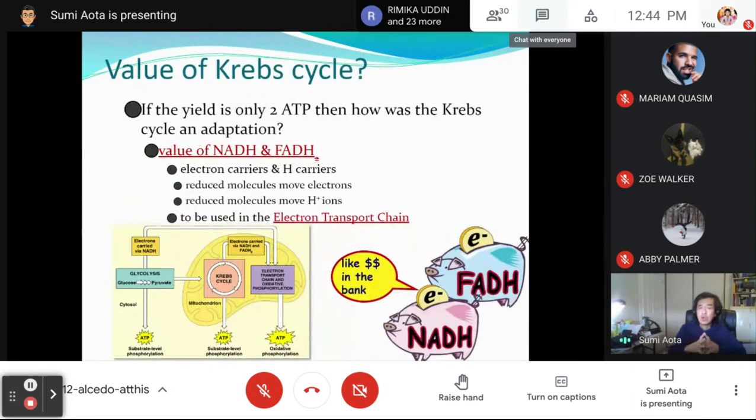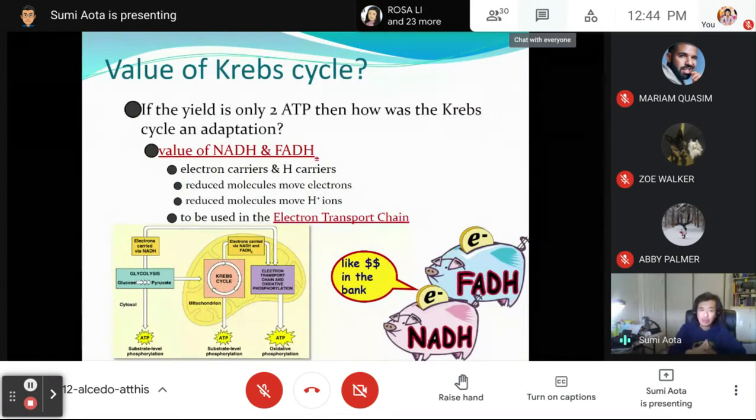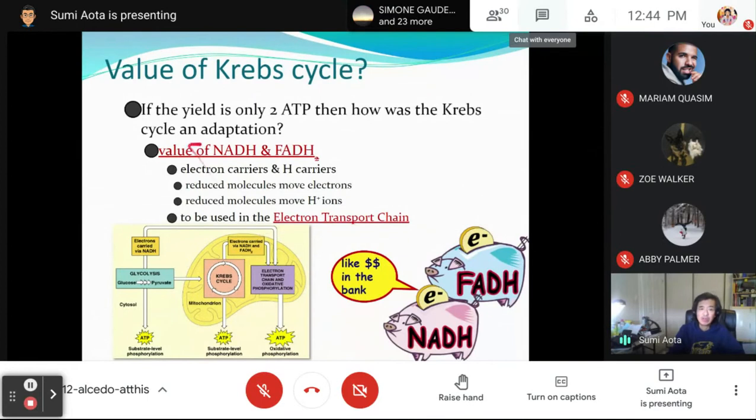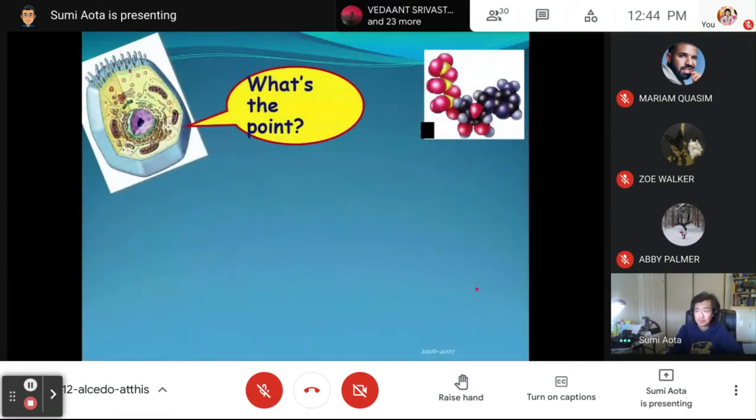So if the yield is only 2 ATP, how is Krebs an adaptation? It's the value of the electron carriers. Because with these electron carriers, we've now got the ability to move electrons and hydrogen ions that we need to make the ATP. So what we're about to do is break open this piggy bank, and cash out the electrons in these 2 piggy banks.